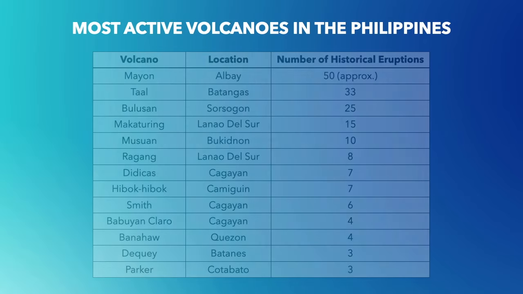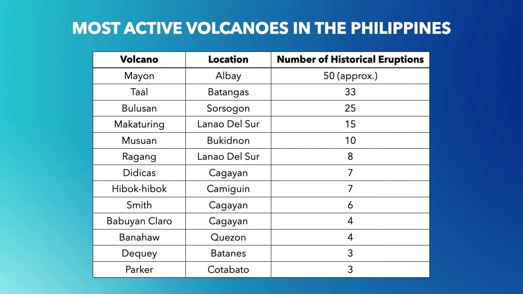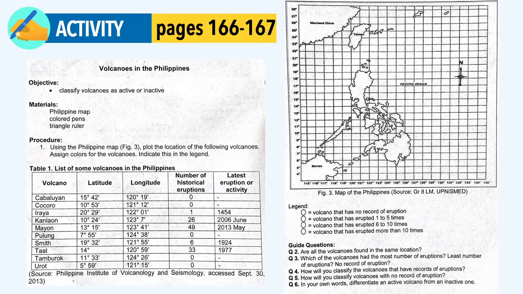Here is a list of the most active volcanoes in the Philippines, with Mayon having the most number of historical eruptions. Are any of these volcanoes near your place? Discuss with a family member on what you should do in case of a volcanic eruption. Learn more about the different volcanoes in the Philippines by performing this activity on page 166 to 167 of your module. Answer the guide questions that follow.